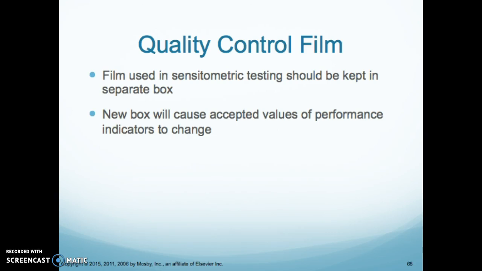So quality control film. The film used in the sensitometer when we're running strips is kept in a separate box, and we log the lot numbers and everything to make sure that it is the same. You can't use different film all the time, or else your values would be skewed. So when we get a new box, we have to run special strips to find the speed and everything, the base plus fog of the new film.